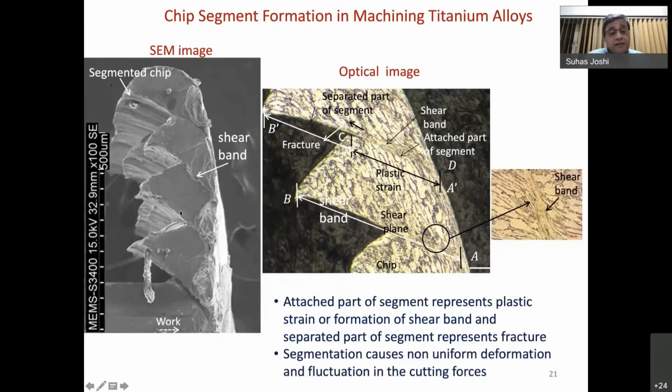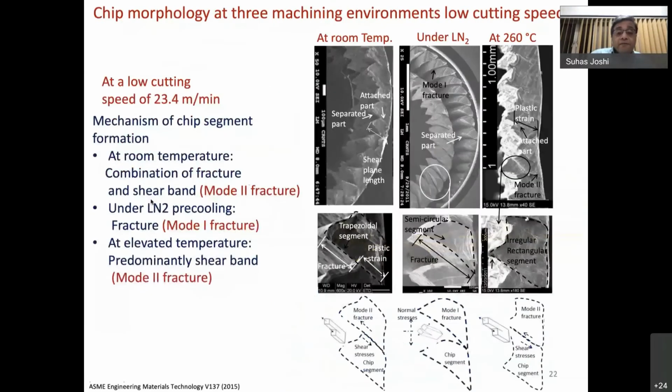So this is another chip segment which is frozen, and it's actually the SEM photograph of this. You can say that these kinds of segments are formed during the machining process, and that's where the shear bands are formed. And then these are the cracked regions in each segment. While it is formed, a part of it is cracked and part of it is plastically deformed. So that's how the different mechanisms happen.